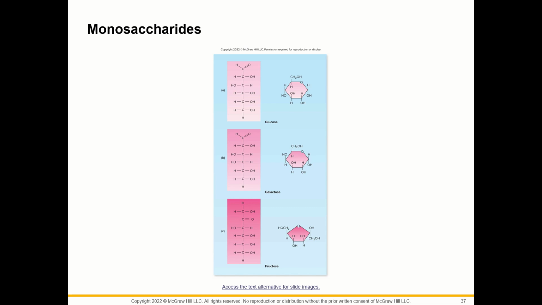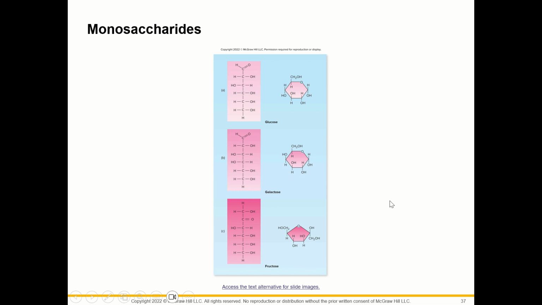This is figure 2.14, and it shows the structural formulas for 3 hexose sugars. So hexa means the six carbons. And then we have pentose sugars, which will have 5 carbons when we look at nucleic acids. So these are hexose sugars, 6 carbons.